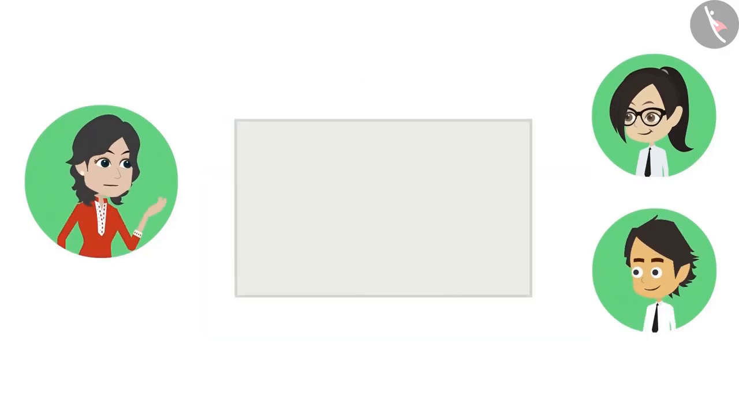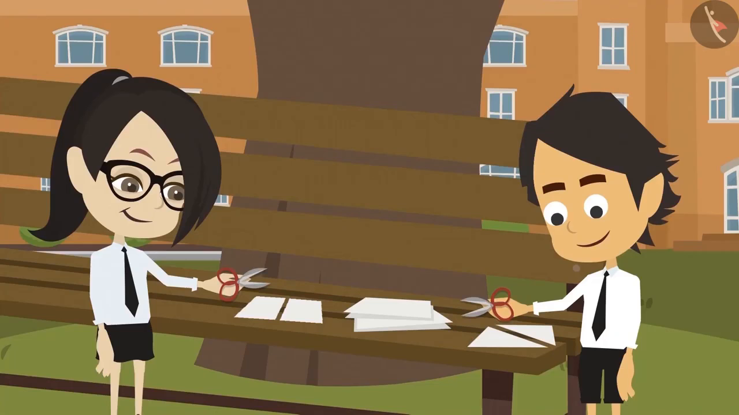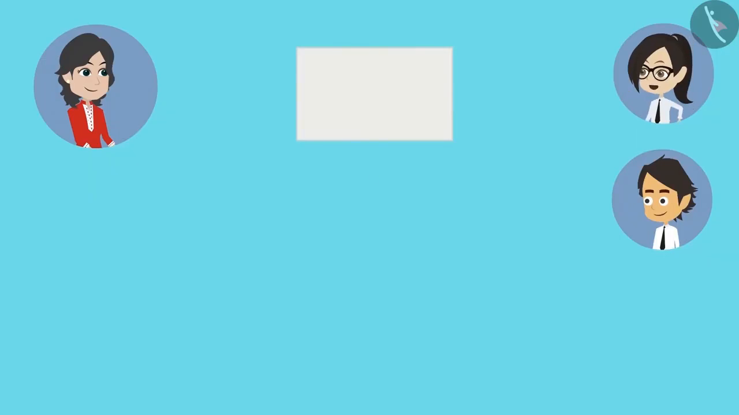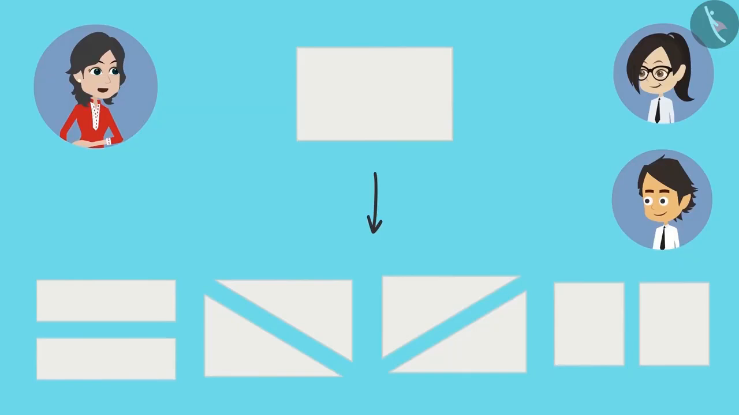Yes, look at this paper. It is a rectangular paper and it can also be cut into halves in many ways. You also try to divide it into halves in many ways. This paper can be divided into equal halves in this way. You have divided it into 2 halves in quite a few ways. Yet there are many more ways by which it can be divided into halves.